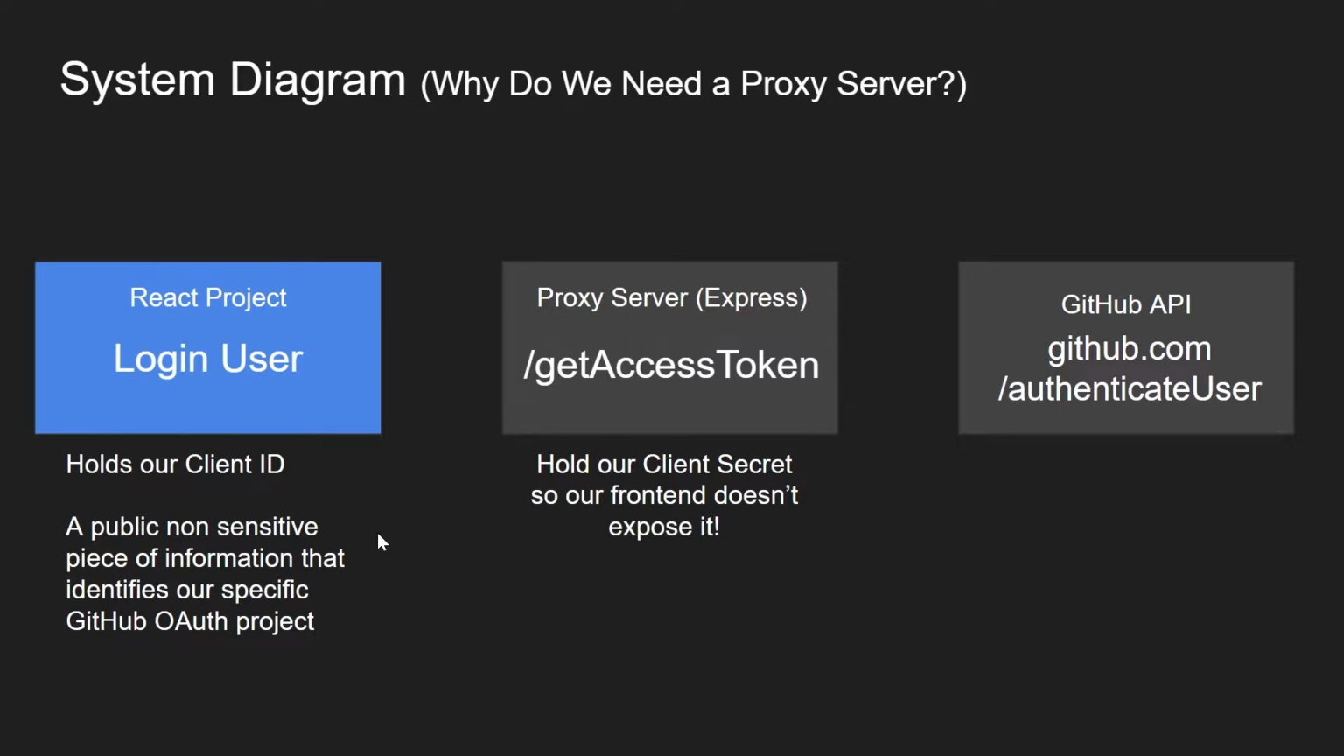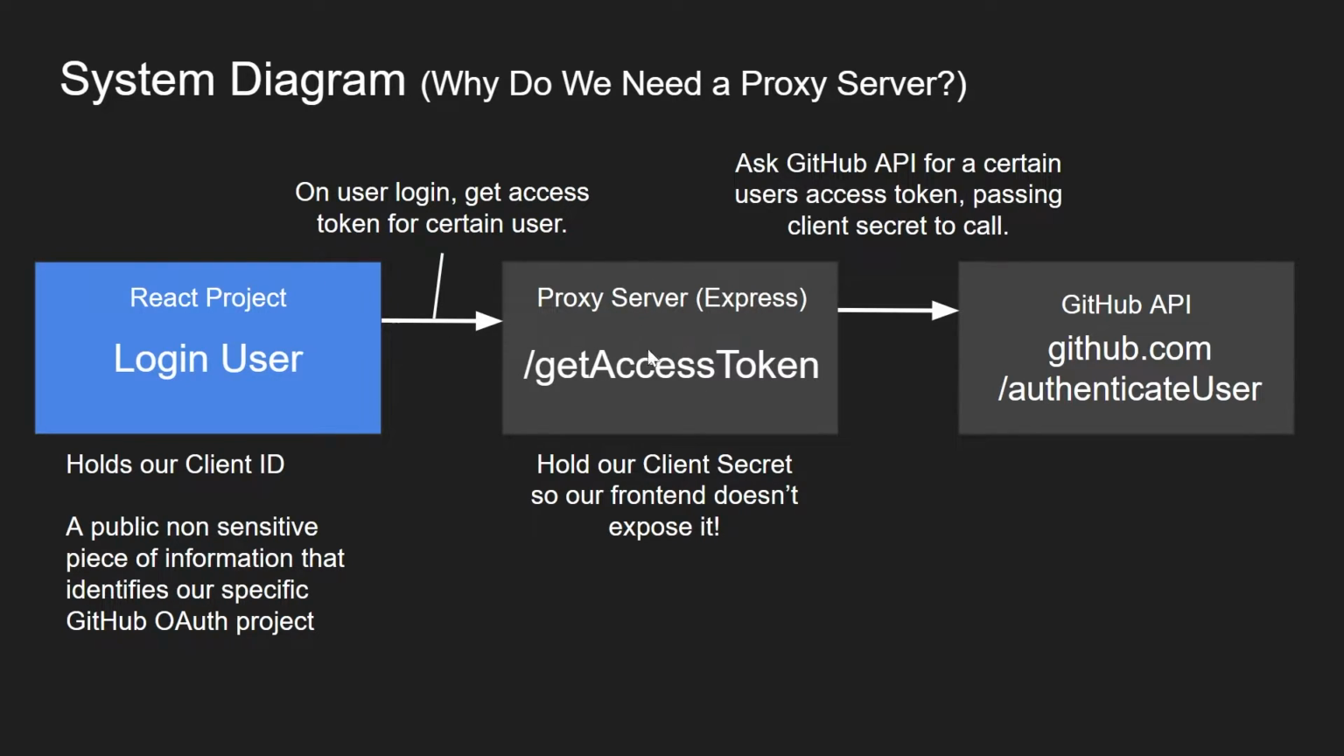Let's look at the path of how data flows when we authenticate a user. So when the user logs in, we want to get access to a token for a certain user. On our front end, we are going to get something called a code from that GitHub login screen. With that code, we can then get an access token. From our proxy server, we are then going to ask the GitHub API for a certain user's access token, passing the client secret to the call. That's why that's important there, is it keeps everything secretive from the front end so they can't see our client secret.